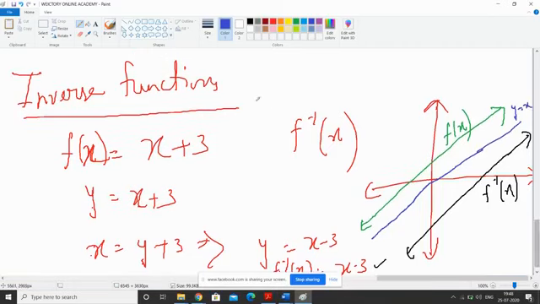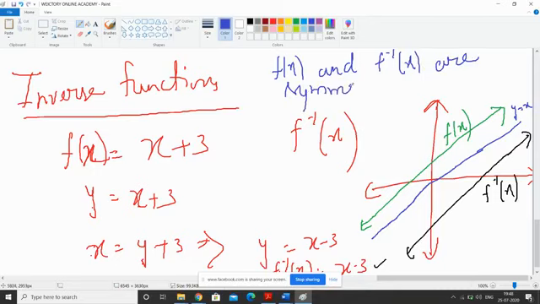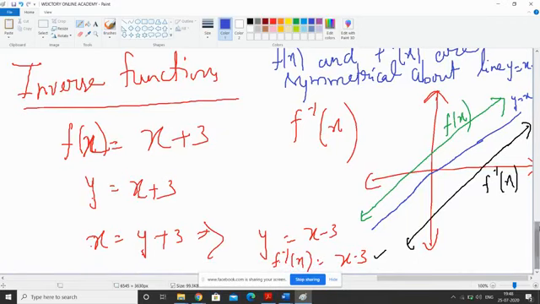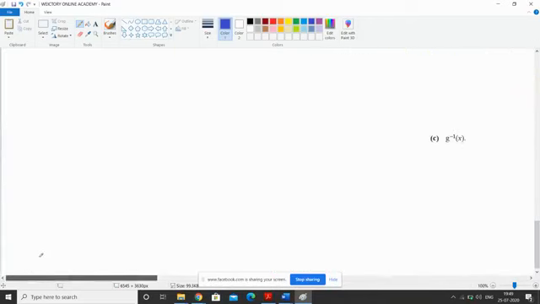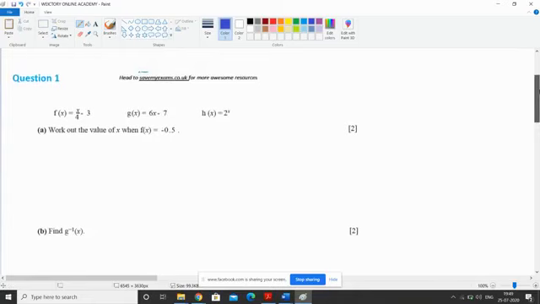So f(x) and f inverse of x are symmetrical about the line y equals x. So they are mirror images of each other about the line y is equal to x. That's what the property is. So it's very easy to find the inverse function. Let's solve questions now, past paper questions.